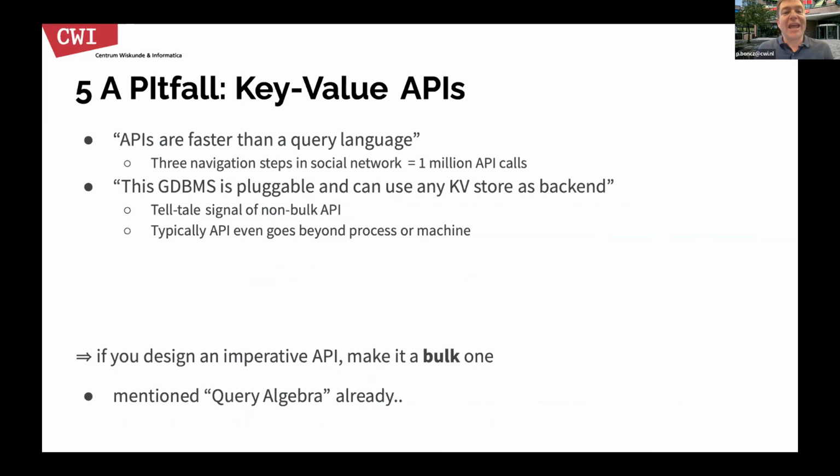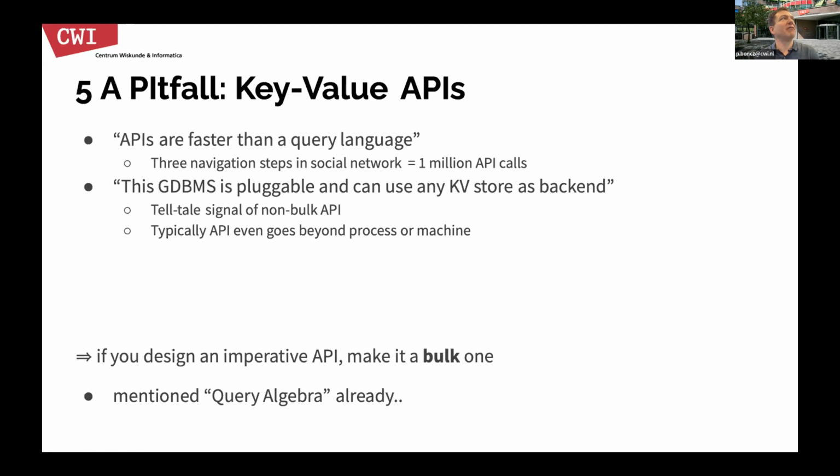So the fifth blunder, a pitfall, sorry for the lame pun here: key value APIs. One of the misconceptions I have seen is the belief that APIs are faster than a query language, so we maybe shouldn't even support a query language. Well, actually, this is not really true, because almost all systems I know are now introducing some kind of graph query language. But the idea of using an API, and the API that's commonly used is one where you just follow pointers, you follow edges, is a very dangerous concept, because this is very fine-grained.